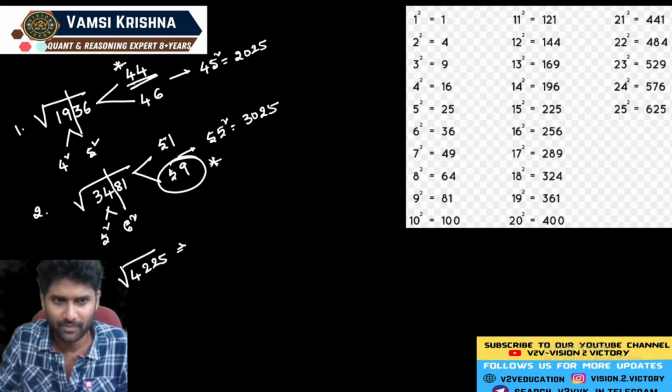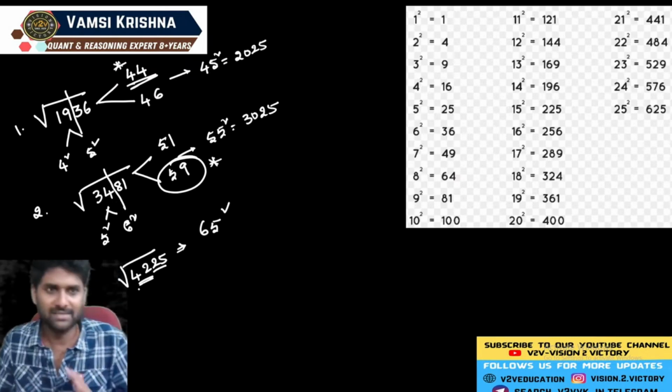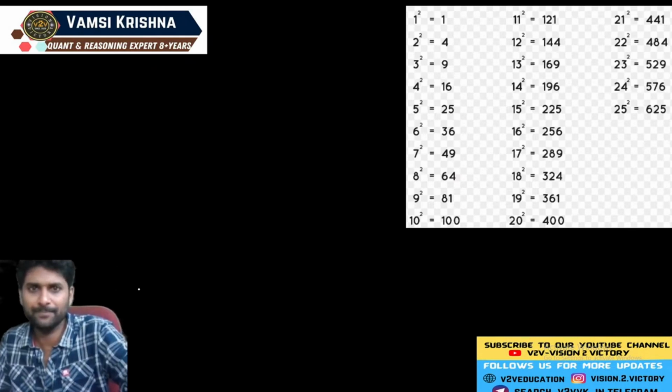4225. You already know that. See, 25 means the units place is 5. So it's the previous consecutive multiple. See, 6 7s are 42. So the answer is 65 square. This is easy. You already know that. Guys, are you clear with all these 4 digits?